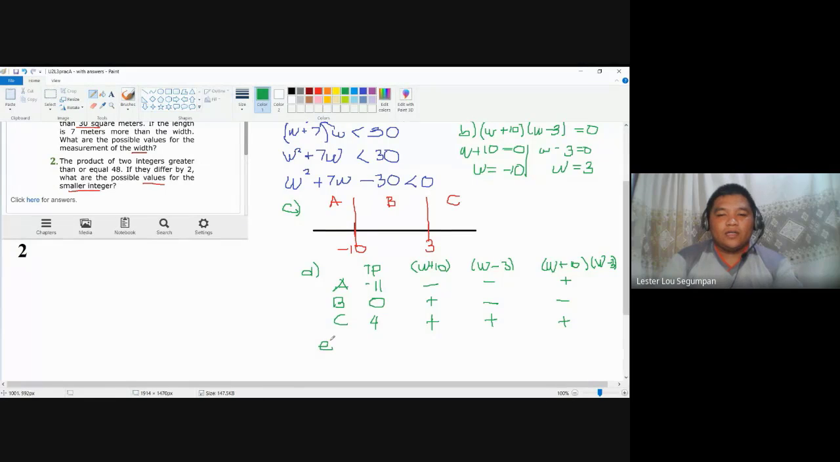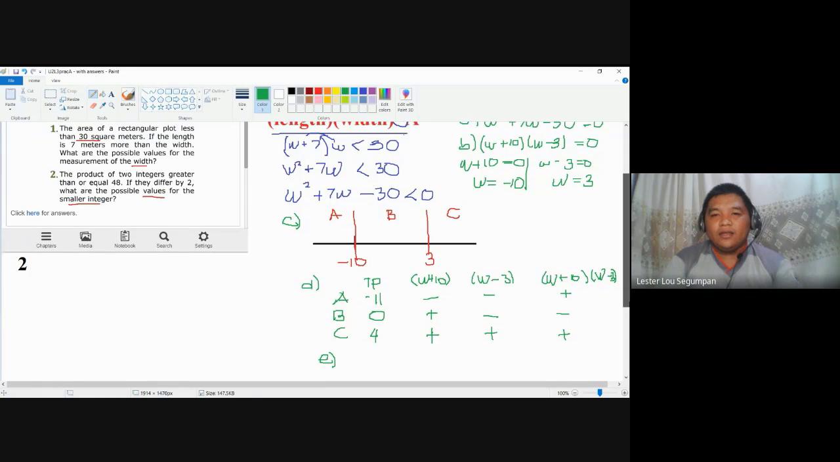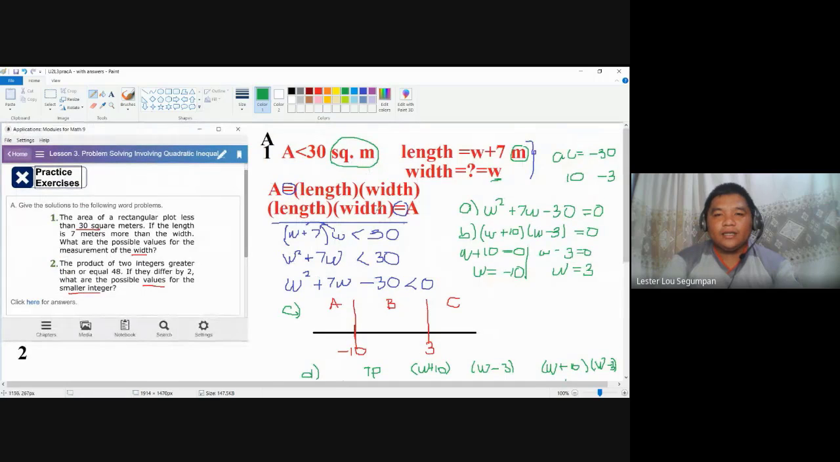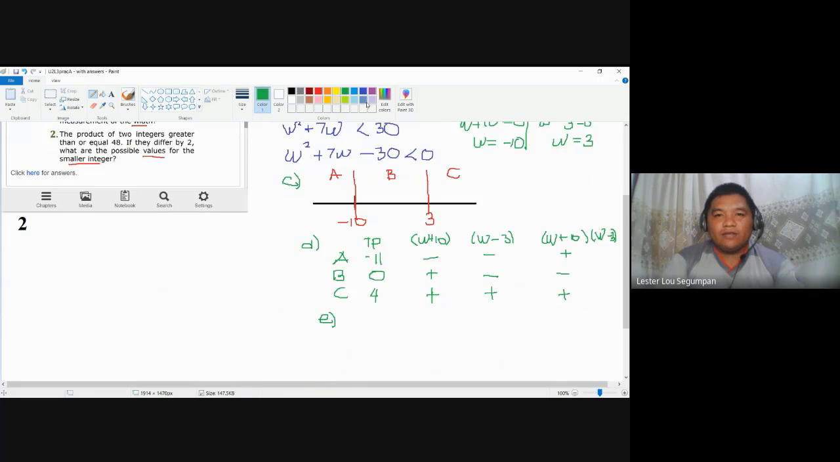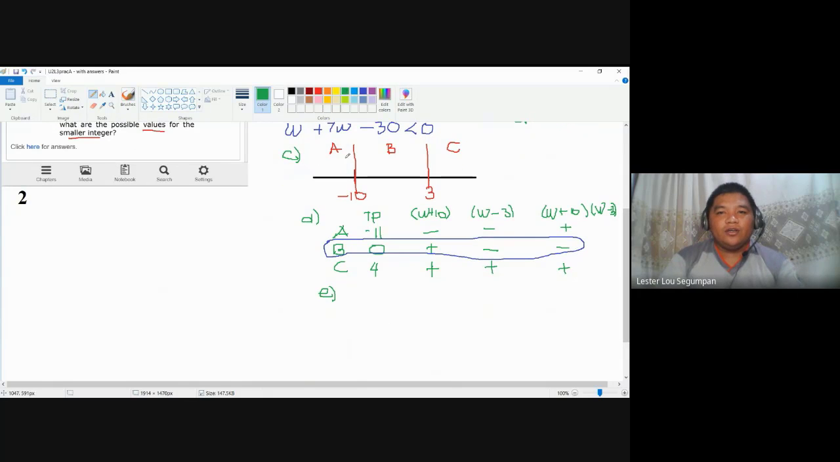So letter E, let's decide which of these regions will tell us the possible values for the length. The region is here. Since the value of the area must be less than 30, or in the given representative quadratic inequality less than 0, we're talking about all negative values. So that region is actually captured by region B.